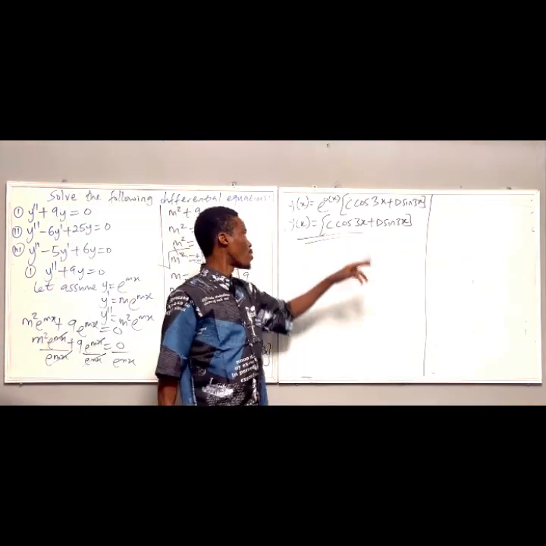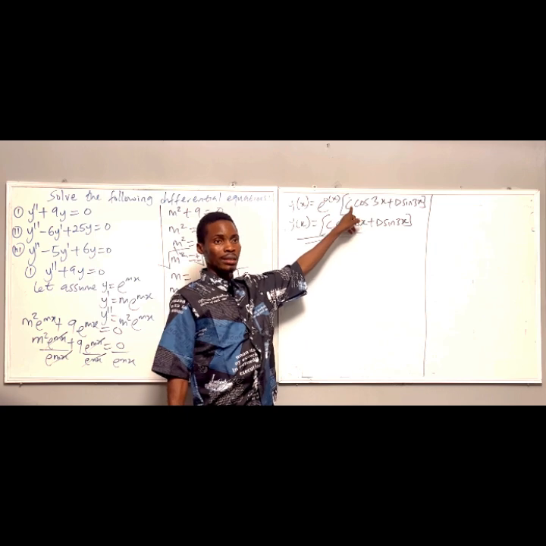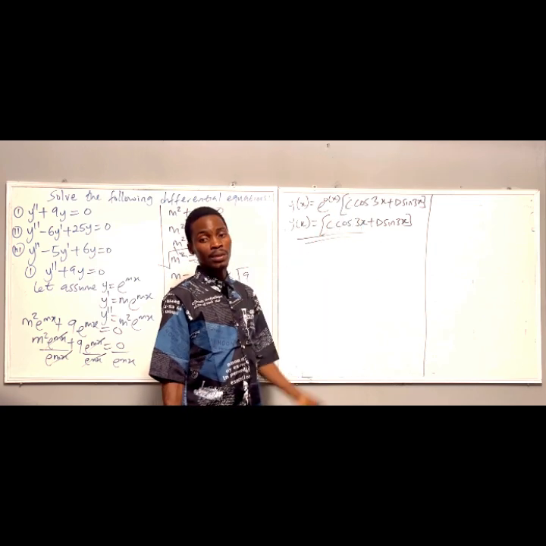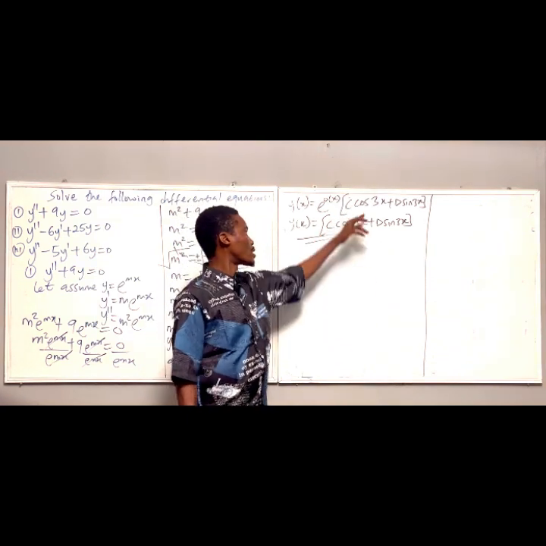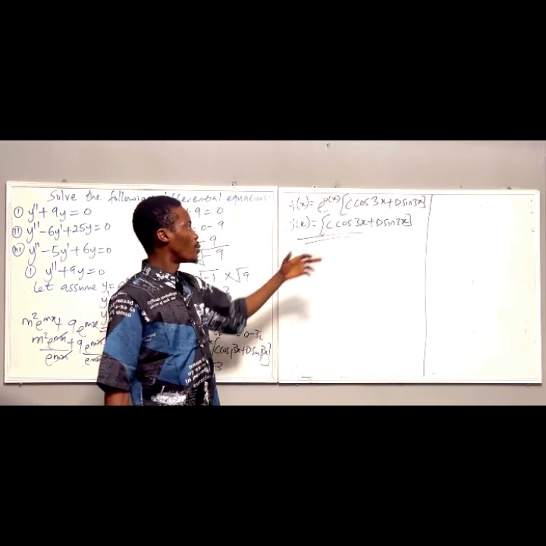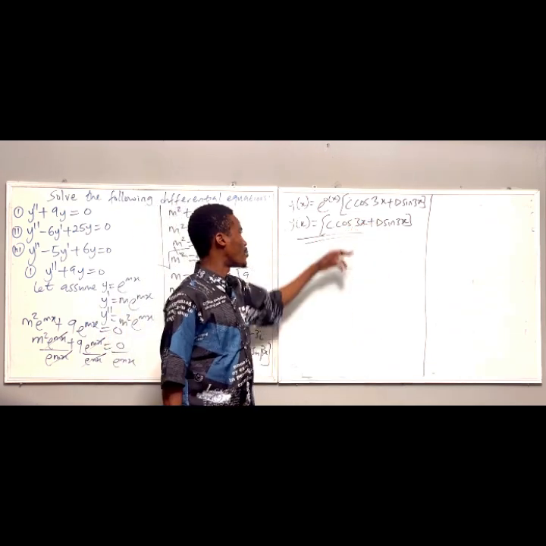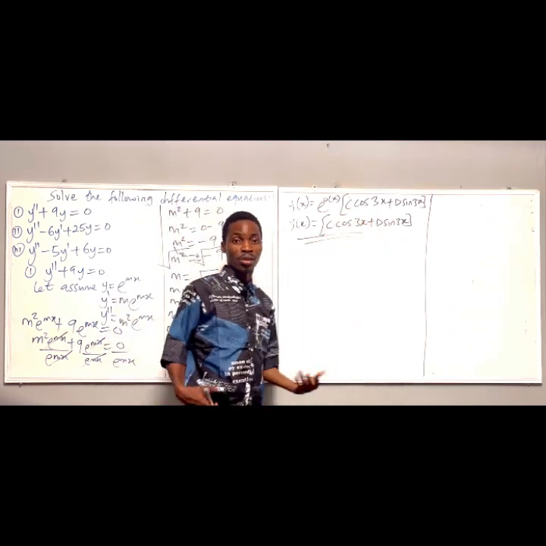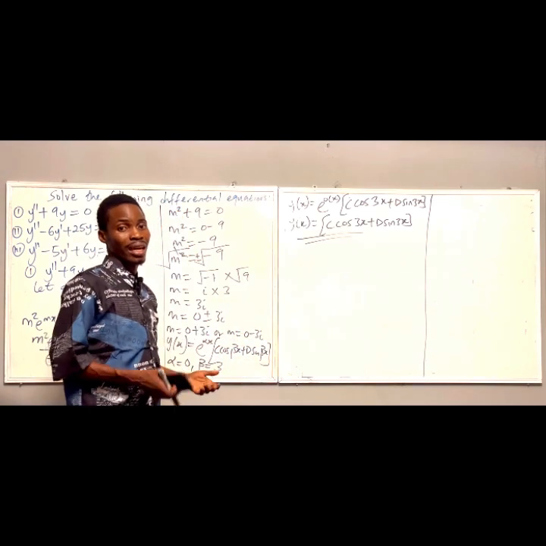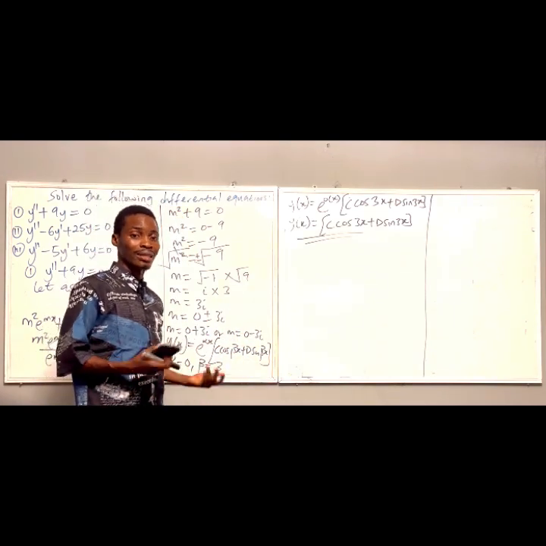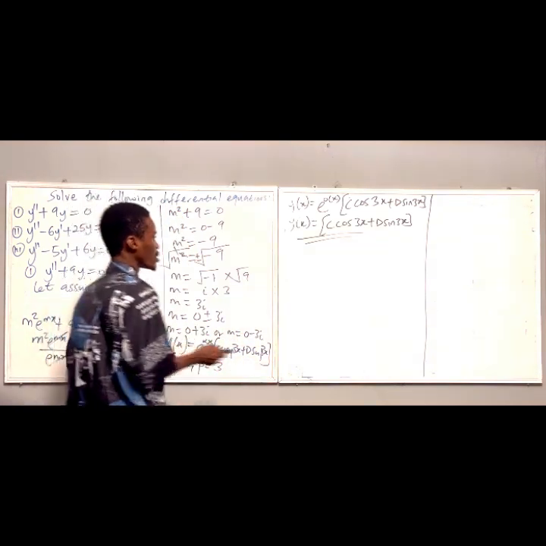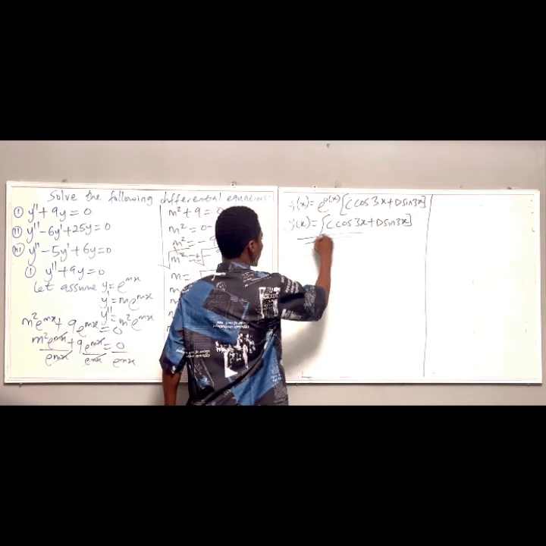In some places you might find that they will not use c and d; they can use a and b. Since it's a constant term, it can be a cos 3x plus b sine 3x. It can be c1, it can be c2. Since it's a constant term, it can take any value, any letter. So let us now consider the second example.